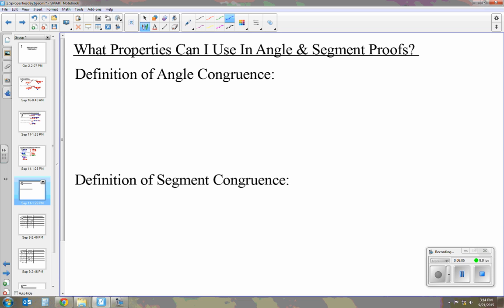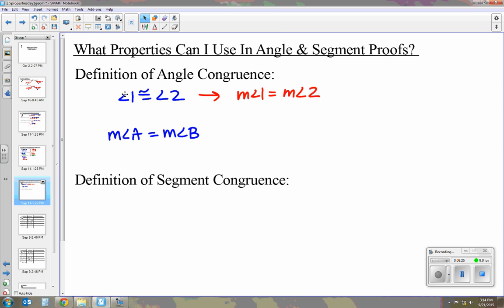So here's an example. Say we start with angle 1 is congruent to angle 2. This property allows us to rewrite this statement as the measure of angle 1 is equal to the measure of angle 2. And we actually can go the other way. Let's say we start with the measure of angle A is equal to the measure of angle B. Using this property, we can rewrite that statement as angle A is congruent to angle B. So it can go either way. But this property allows us to go from congruency to equality and equality to congruency. And it helps us finish our proofs and to use different types of properties.